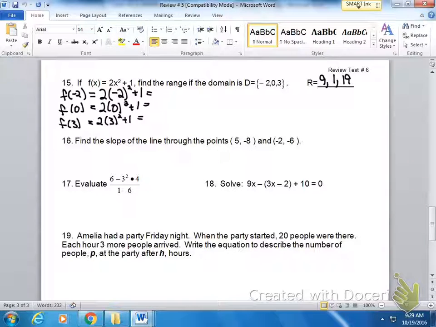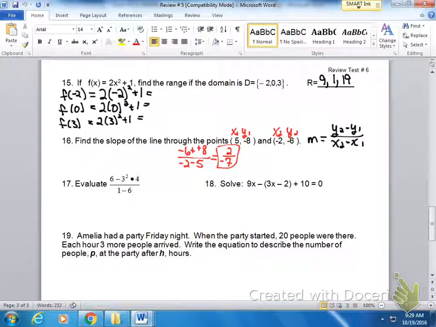Now find the slope of the line through these points. You'll have this equation, so you don't have to worry about remembering it: y2 minus y1 over x2 minus x1. So I'm going to label my points. I've got x1, y1, x2, y2. So y2 is negative 6, minus y1 is negative 8. We got a minus a negative, so we have a plus. Then I have x2 negative 2 minus x1 5. Negative 6 plus 8 is 2. Negative 2 minus 5 is negative 7. So really, those aren't very bad problems.